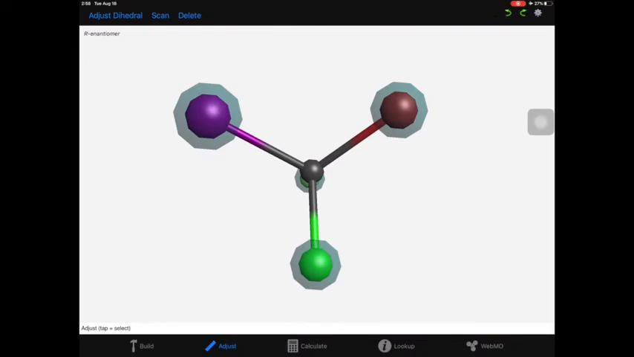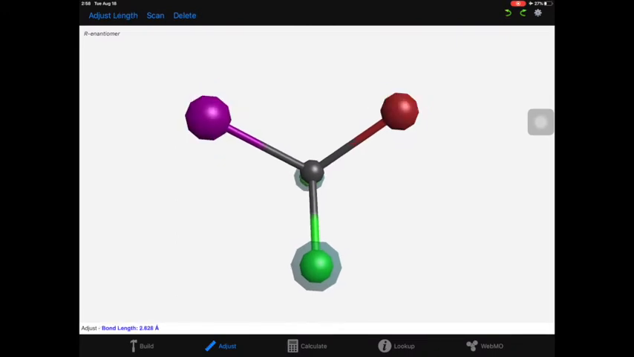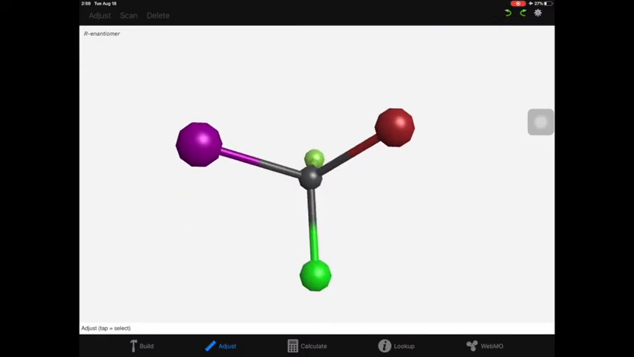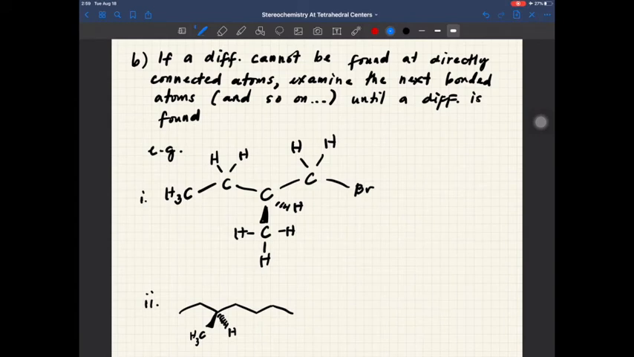So it is number 1, followed by bromine number 2, and chlorine is number 3. The orientation of these substituents follows a clockwise manner, and therefore the chiral center is designated as R, or this enantiomer is an R enantiomer. The second rule for the Cahn-Ingold-Prelog sequence rule is that if a difference cannot be found at the directly connected atoms, examine the next bonded atoms, and so on until a difference is found.